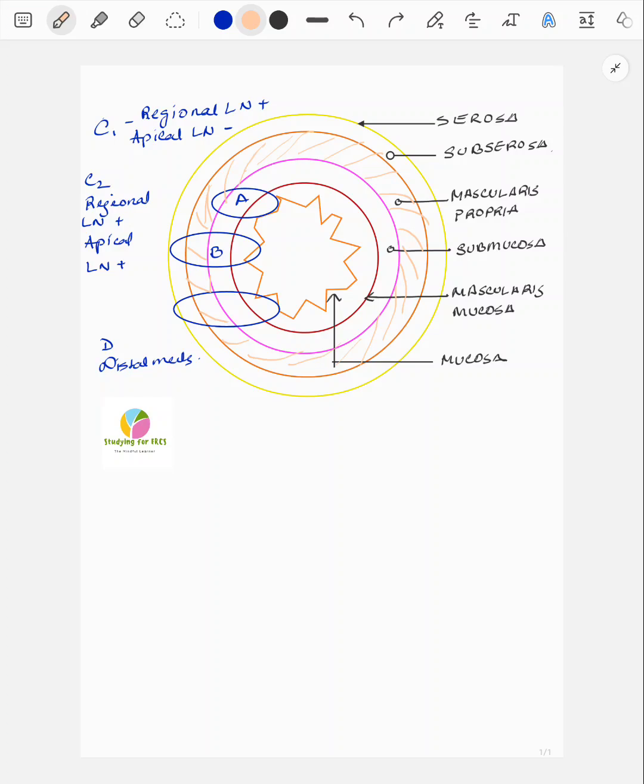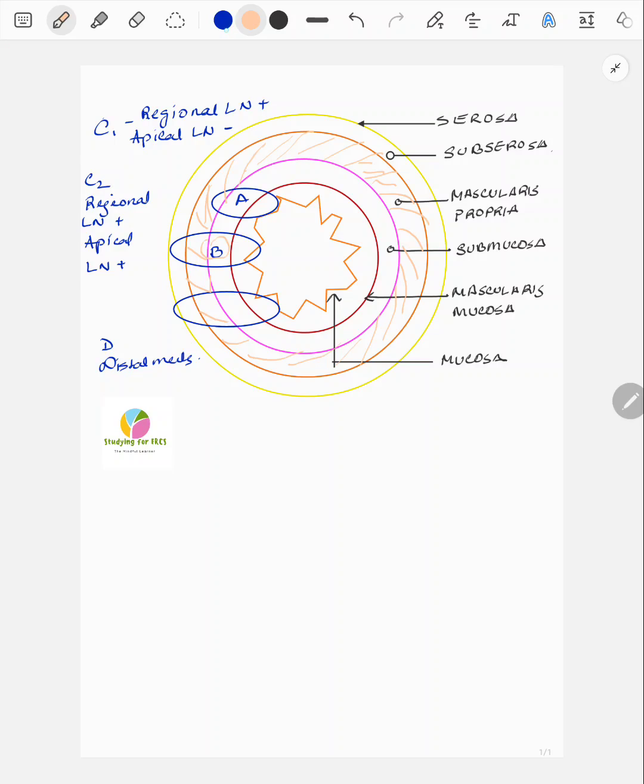Today we're going to talk about Duke staging. Duke staging depends on the histopathological examination of the resected specimen. Duke A is invasive carcinoma not breaching the muscularis propria, and this is the most important thing. Duke B is invasive carcinoma breaching the muscularis propria, but not involving regional lymph nodes.